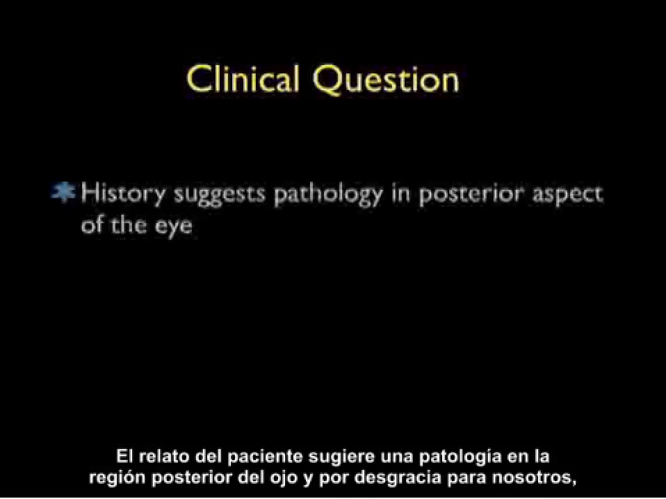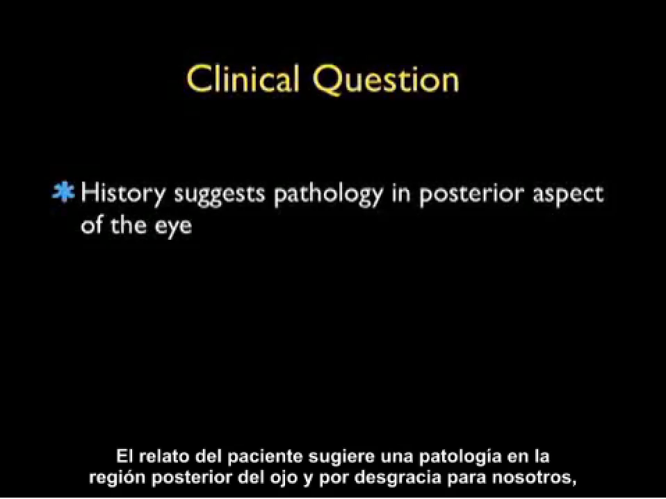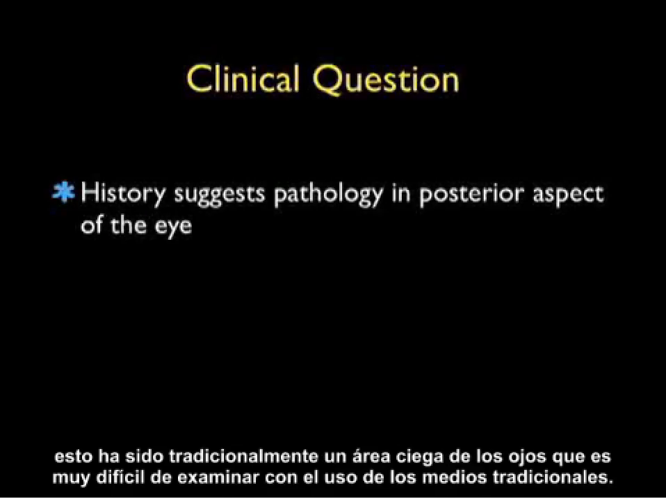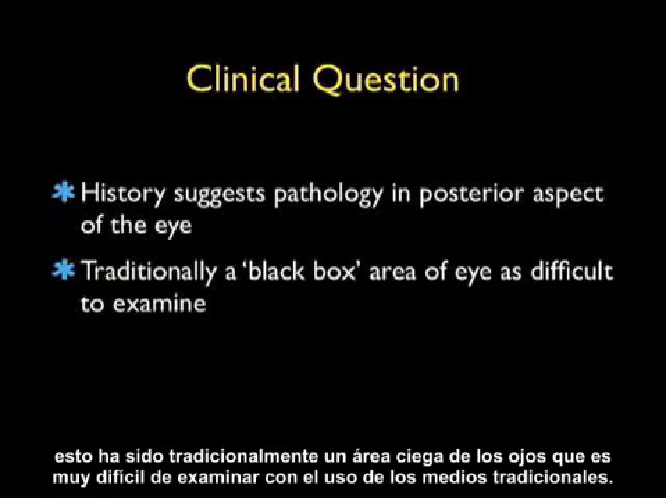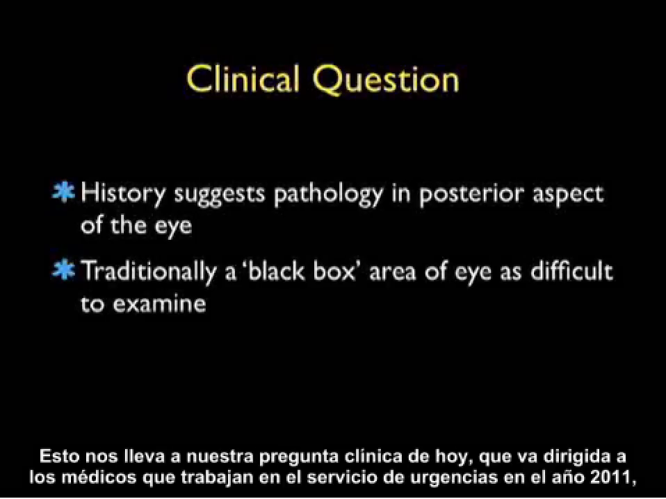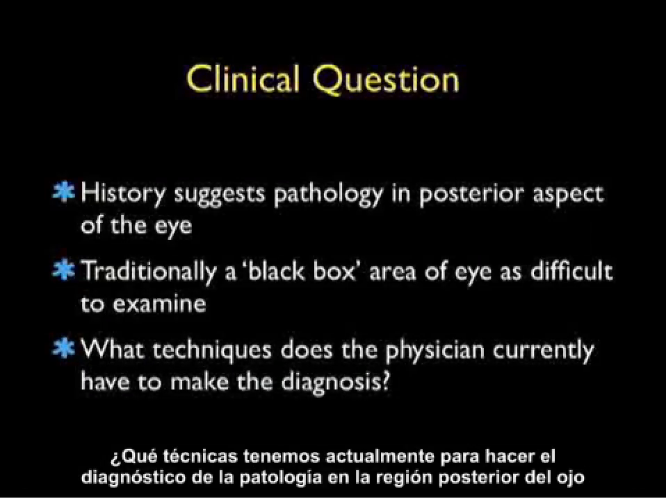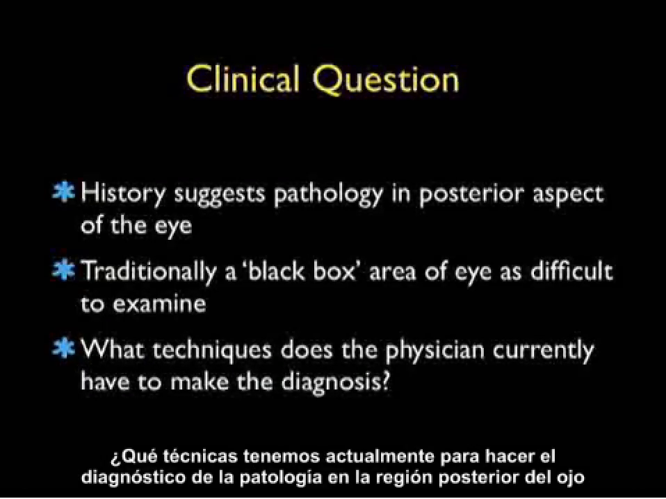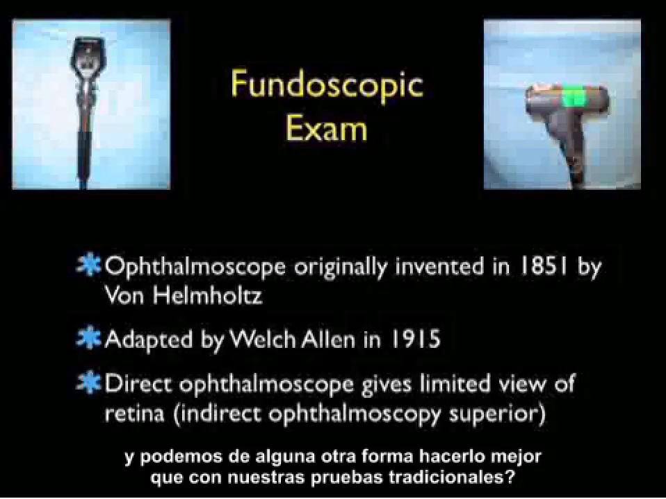So the history taken from our patient suggests pathology in the posterior aspect of the patient's eye. Unfortunately for us, this has traditionally been a black box area of the eye, very difficult to examine using traditional means. That leads us into our clinical question for today: for physicians working in the emergency department in the year 2011, what techniques do we currently have to make the diagnosis of pathology within the posterior aspect of the eye? And can we do better than our traditional testing?